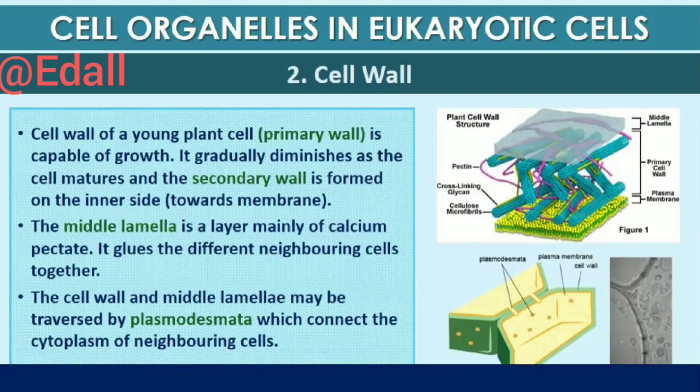The cell wall of a young plant cell, the primary wall, is capable of growth, which gradually diminishes as the cell matures, and the secondary wall is formed on the inner, towards membrane, side of the cell. The middle lamella is a layer mainly of calcium pectate, which holds or glues the different neighboring cells together. The cell wall and middle lamellae may be traversed by plasmodesmata, which connect the cytoplasm of neighboring cells.